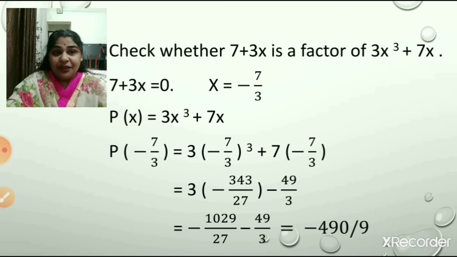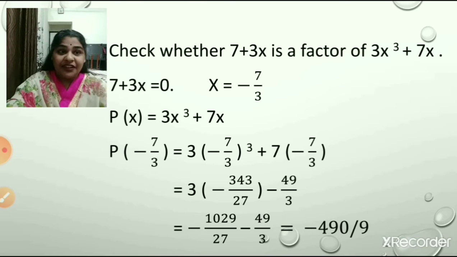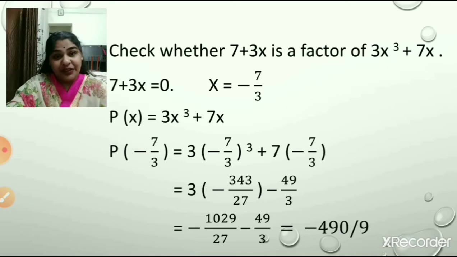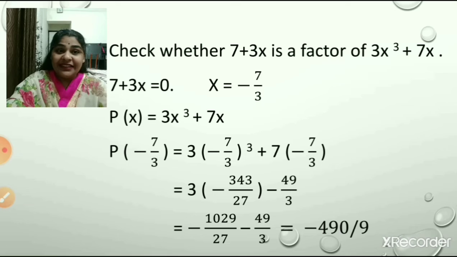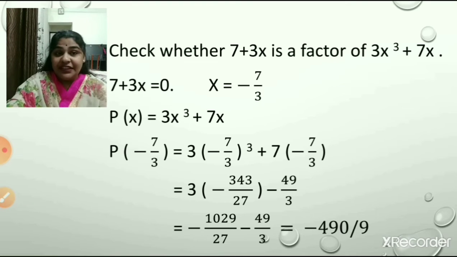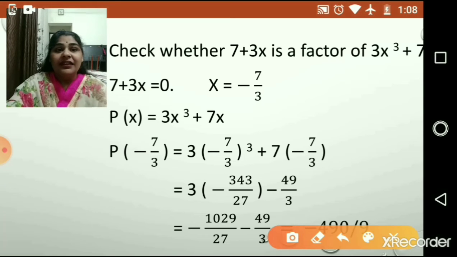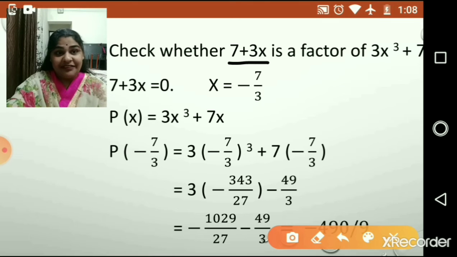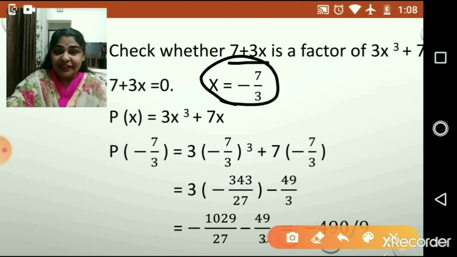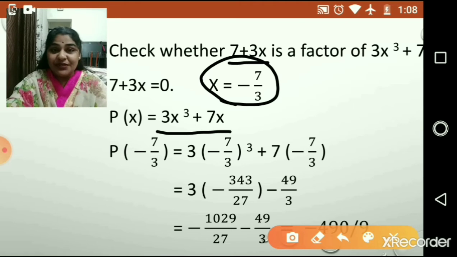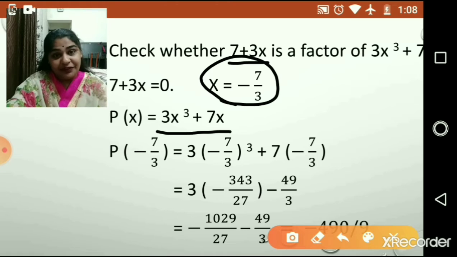Next, check whether 7 plus 3x is a factor of 3x cube plus 7x. Now we have already seen this concept. When we say that the given is the factor of the given polynomial, when we substitute this x value, we should get the answer 0, right? That means we first equate this to 0, that is 7 plus 3x is equal to 0. So x value we will get as minus 7 upon 3. So this value now we have to substitute in the given polynomial. If this is equal to 0, then we can say that given is the factor of the given polynomial.